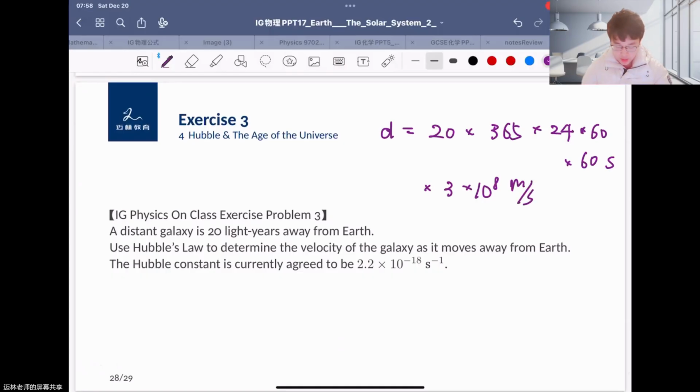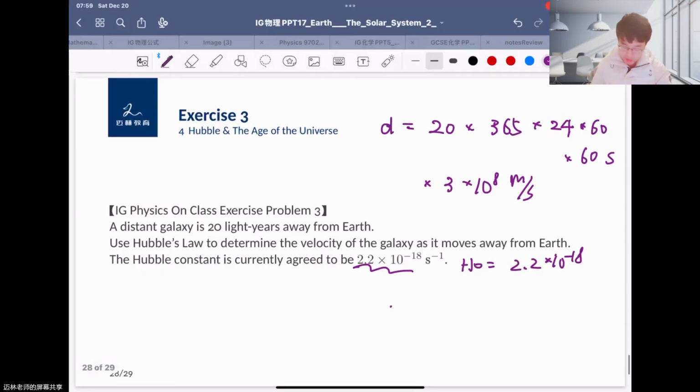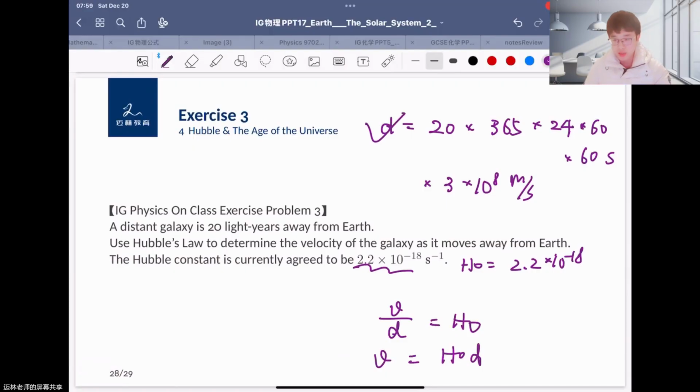If you want to calculate here, you can find the Hubble constant is 2.2 times 10^-18 second^-1. That means the Hubble constant H0 here is 2.2 times 10^-18 s^-1. We all know that velocity over distance equals Hubble's constant. So the velocity here is H0 times d. You have to use a calculator to calculate d times H0 and find the value.